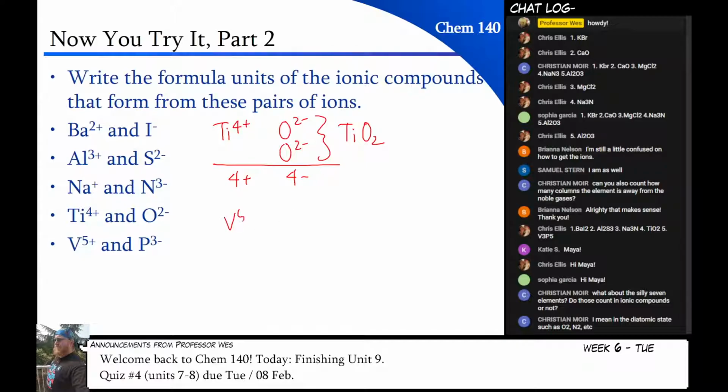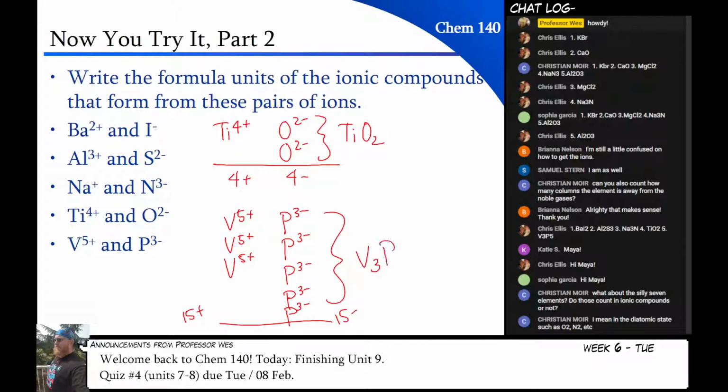This one down here, there is no common denominator, though, so I basically have to do the back and forth thing. So I need more negative. Now I need more positive. Now I need more negative. Still need more negative. And so I end up getting 15 positives and 15 negatives for that.